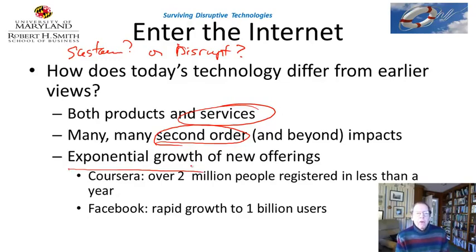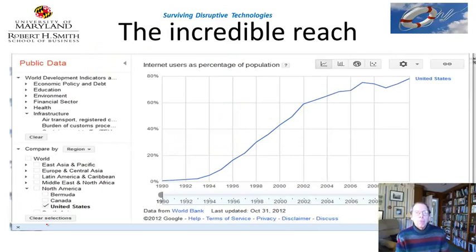Coursera, in less than a year, had over 2 million people registered to take courses. That is phenomenal. Facebook has grown to about 1 billion users. The population of the world is a little under 7 billion people, so 1/7 of the world's population has a page or is a user of Facebook. Now, they're not all active, but that's still an awful lot of people to have in one service.